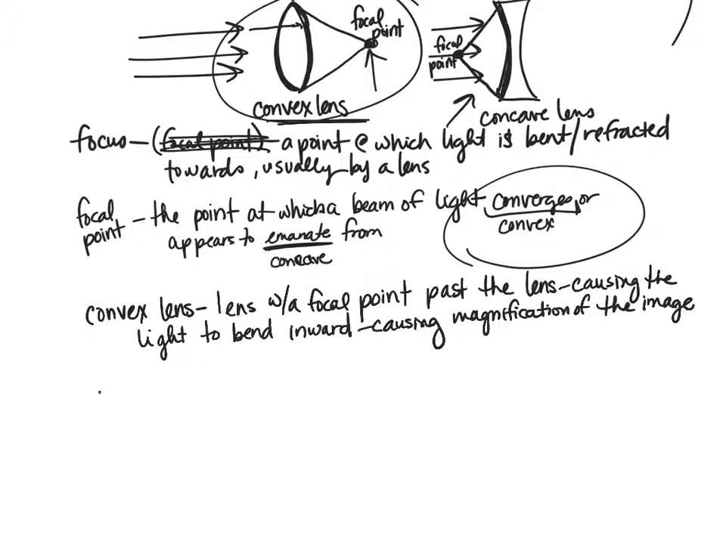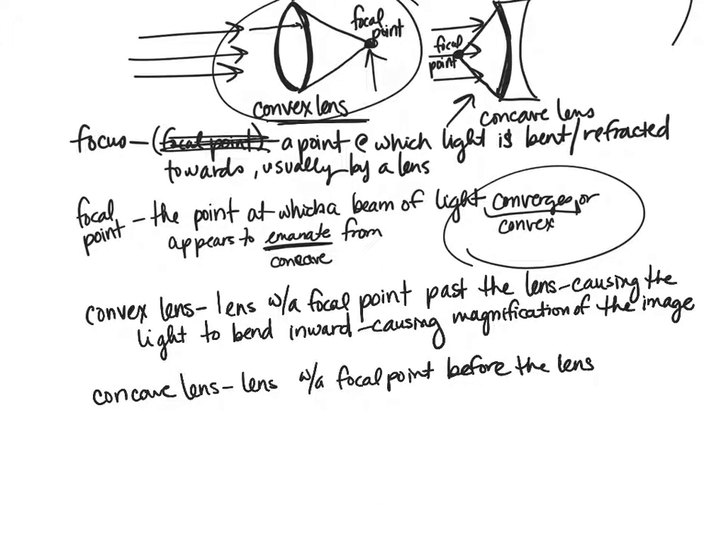Good. And so then conversely, we have our concave lens. And so our concave lens is a lens with a focal point before the lens, causing the light to spread out.